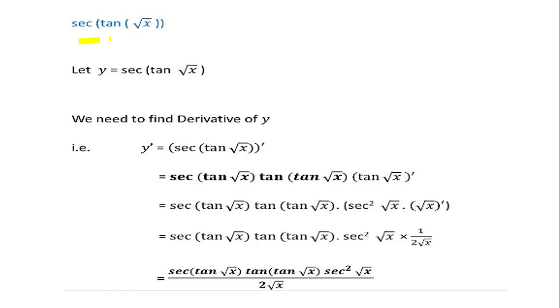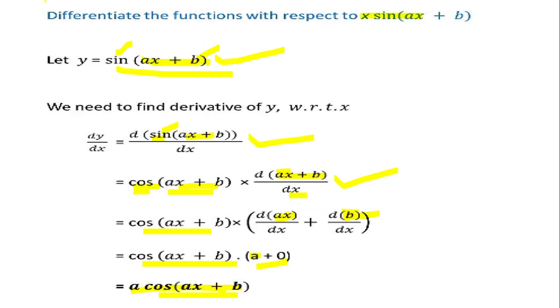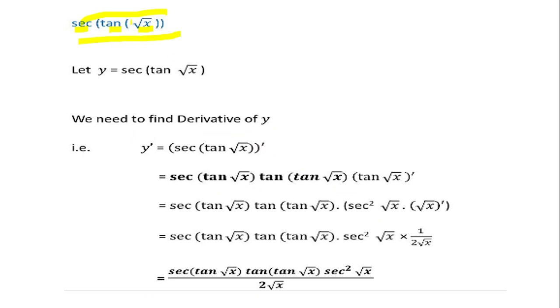Next, they are asking us to differentiate secant of tan of root x. See, here we are having three terms now: secant, tan, root x. We need to differentiate all the three terms. So in the earlier previous problem they have given only sine and ax plus b, as we did all the differentiation for all. Here they have not separated with plus or minus, so they have continuously given secant of tan of root x.